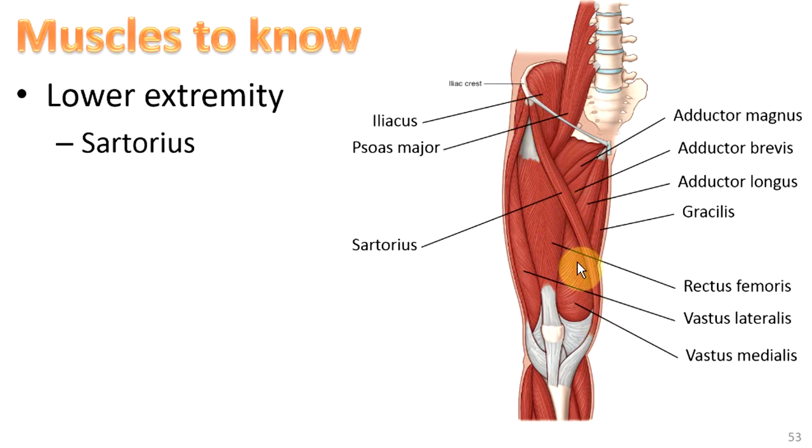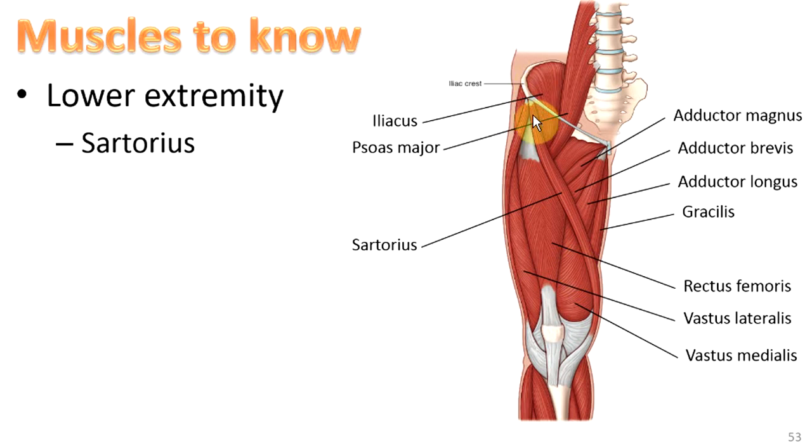The lower extremity, the sartorius, is this big long muscle here. They call this the tailor's muscle, T-A-I-L-O-R. A tailor is somebody who sews, because apparently when you sit cross-legged, that's what a tailor does, to sew clothes. I don't know. Anyhow, this here is the tailor's muscle.